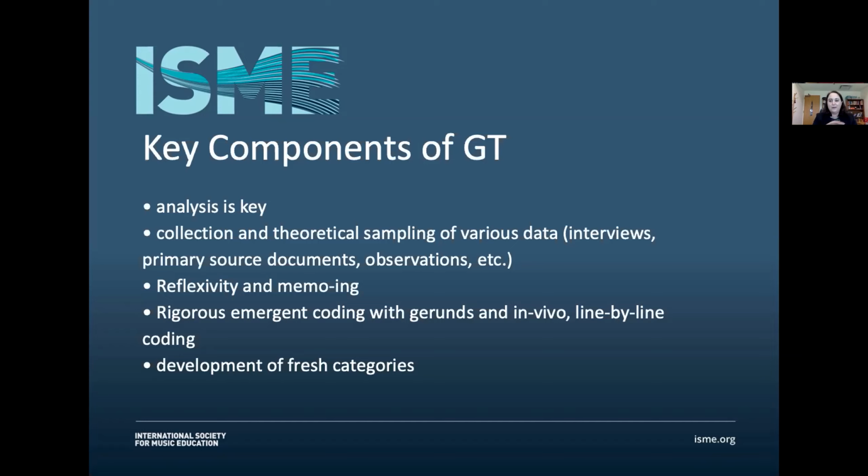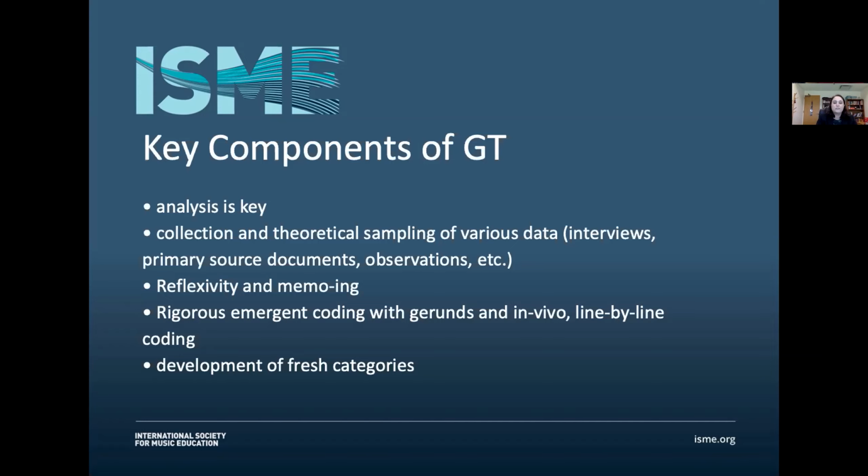So we go in with a very broad research question, and then we go ahead and find themes that emerge from the data that we collect. So the collecting and theoretical sampling of various data happens continuously. It could be interviews, could be primary source documents, it could be observations. Those are not predetermined either.